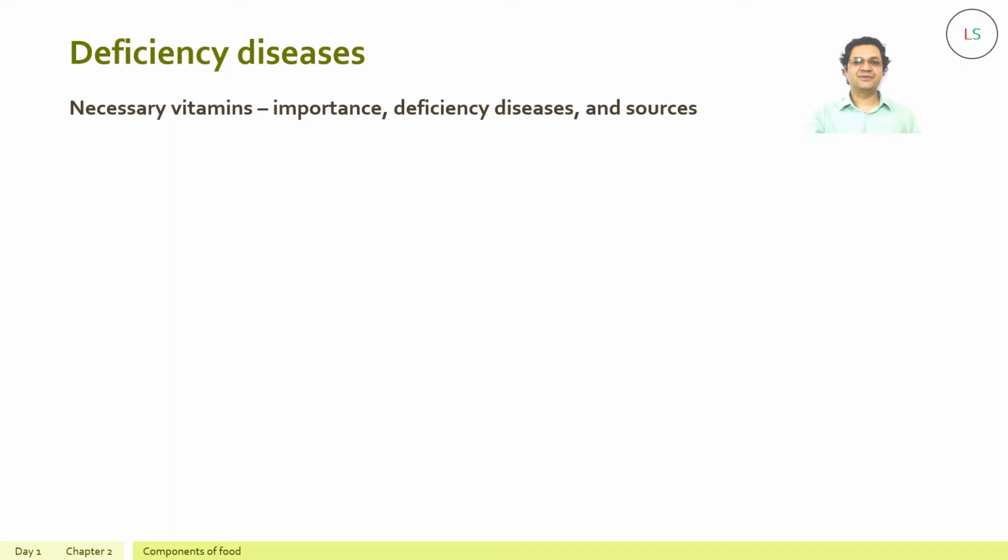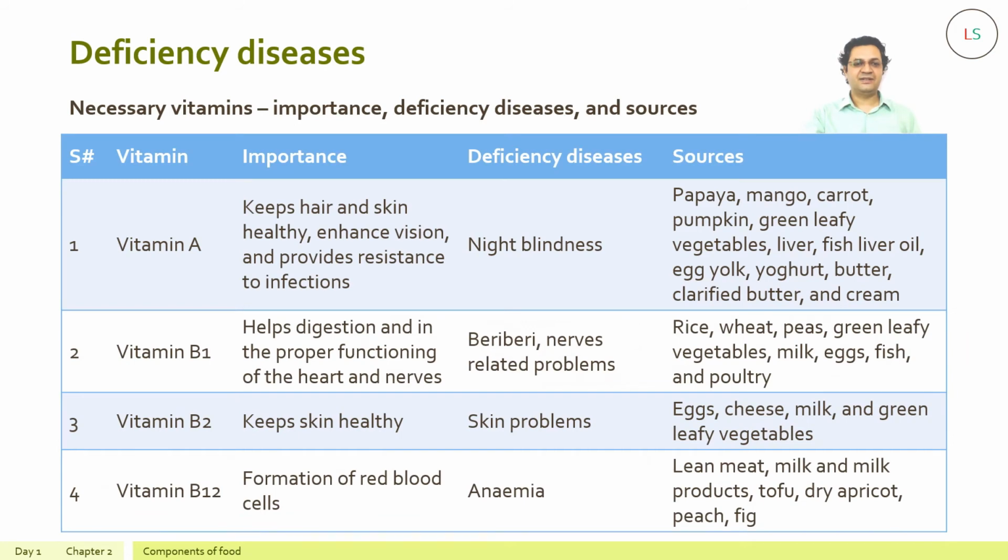Let's go to necessary vitamins, importance, deficiency diseases, and sources. So we have a table, and the first vitamin is vitamin A. Vitamin A keeps hair and skin healthy, enhances vision, and provides resistance to infections. Its deficiency causes night blindness. Vitamin A can be obtained from papaya, mango, carrot, pumpkin, green leafy vegetables, liver, fish liver oil, egg yolk, yogurt, butter, clarified butter, and cream.